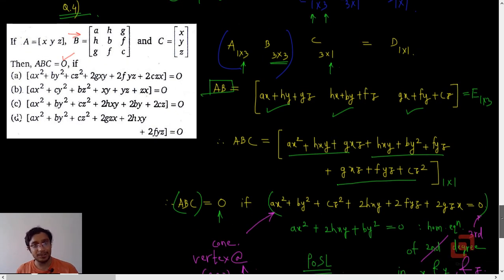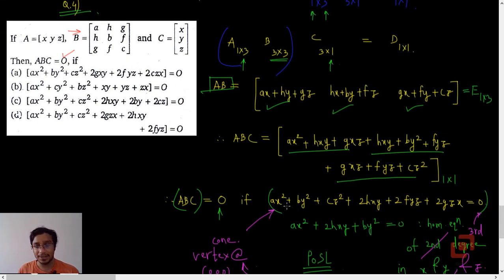Now we'll come back to the question. We already have answered it. AX squared plus BY squared plus CZ squared plus 2HXY. Now 2HXY, where is it? Yes, it is present here. And also here, but this is not homogeneous because we don't have second degree terms there. 2HXY plus 2FYZ plus 2GZX equal to null matrix. Okay, so it is D. Yes.